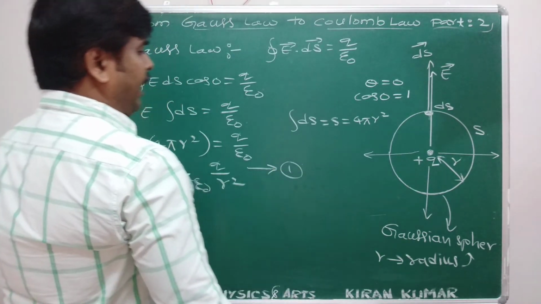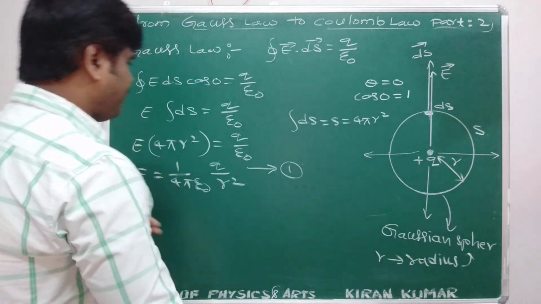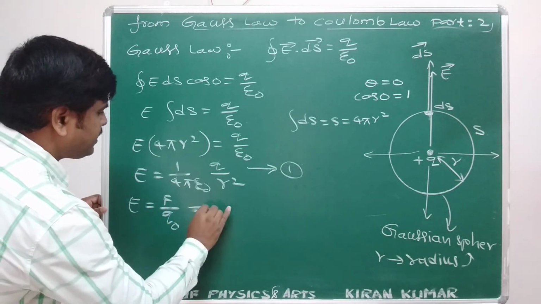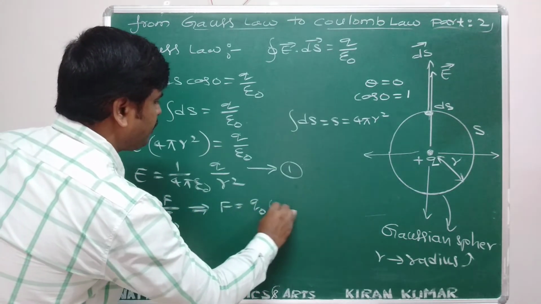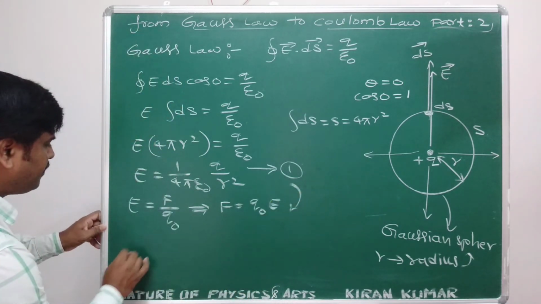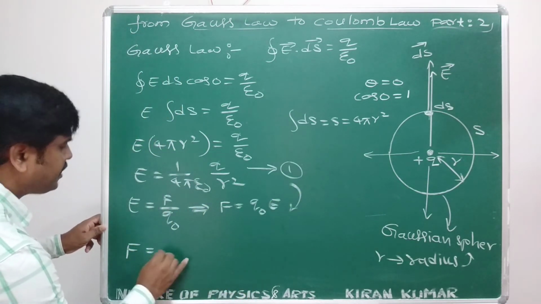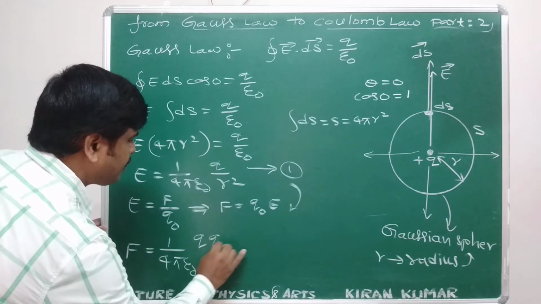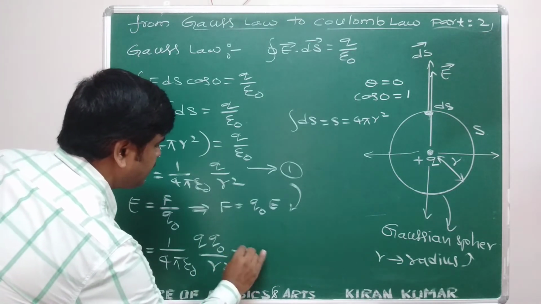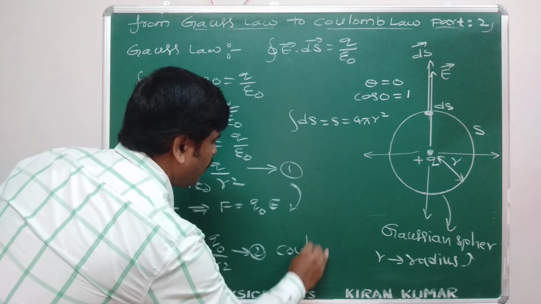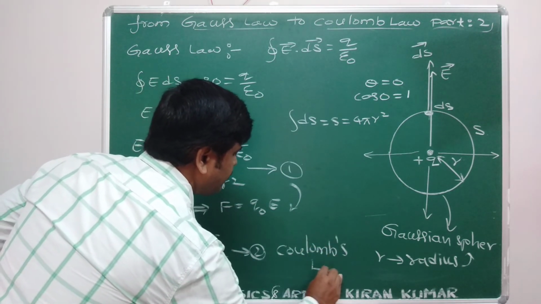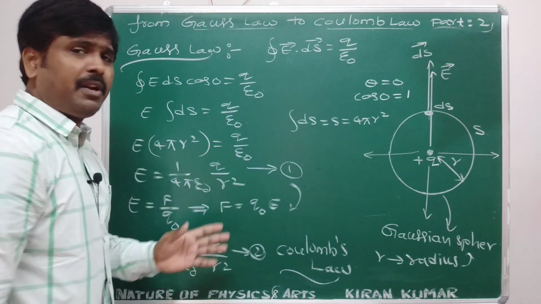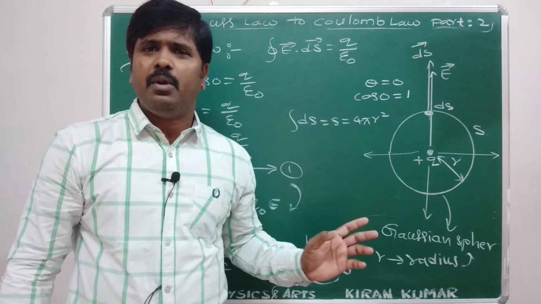Next we can take the electric field intensity. What is the electric field intensity? E is equal to F by q naught. From this equation, F is equal to q naught into E, and replacing the value here, we get F equal to 1 by 4 pi epsilon naught q q naught divided by r square. This is taken as equation 2, Coulomb's law. So we got Coulomb's law from Gauss law. This is the explanation and proof for Gauss law to Coulomb's law. Thank you.